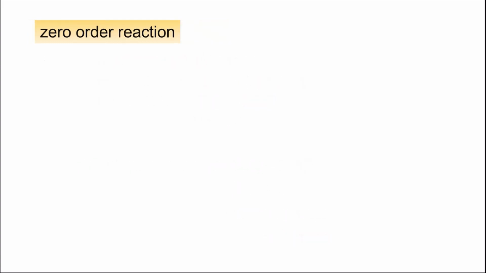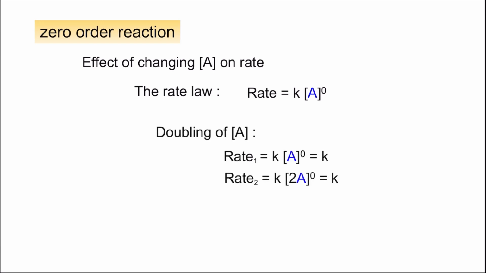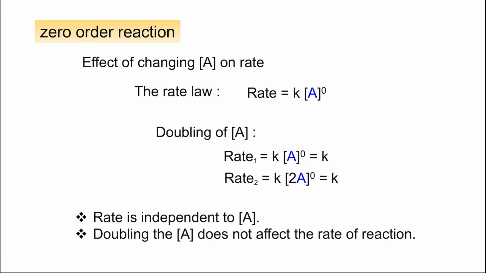And then, kalau kita continue, macam mana kita change the concentration of A on the rate? Let's say you have this one. Kalau kita doublekan concentration A, macam yang saya cakap tadi, no matter what you do to the value of the concentration of A, it will always be equal to the rate constant. Sebab tu kita boleh cakap rate is independent to A. Maknanya dia tidak bergantung kepada concentration A. And doubling the concentration does not affect the rate of reaction.